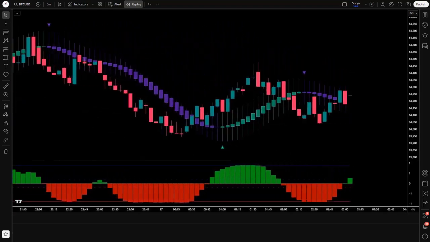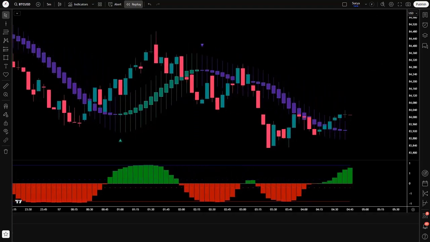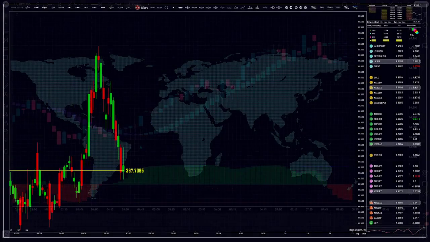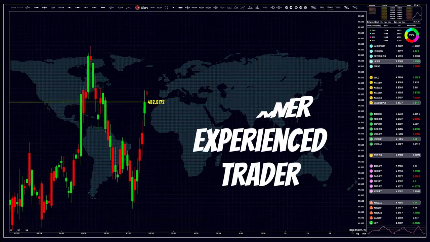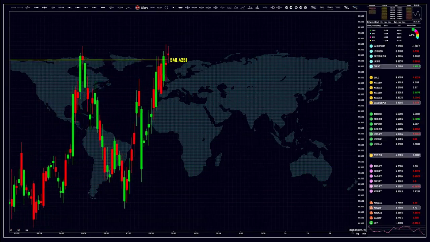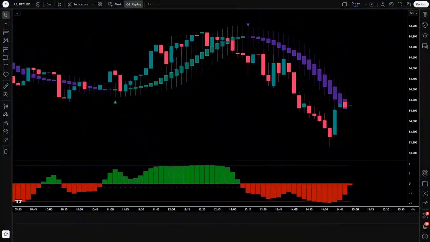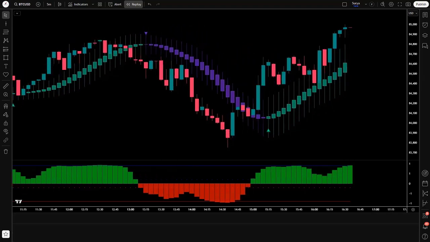Today, we are diving into a powerful tool for traders, the triangular hull moving average indicator on TradingView. Whether you are a beginner or an experienced trader, understanding how to use moving averages can significantly enhance your trading strategy. Let's explore the triangular hull moving average.